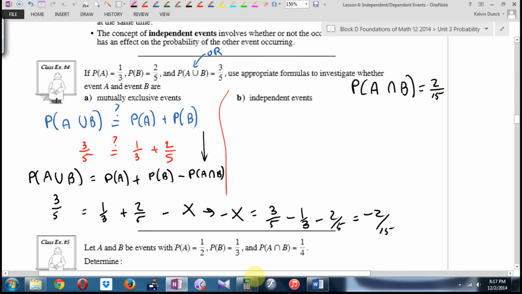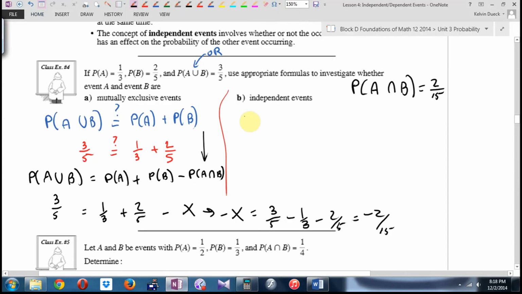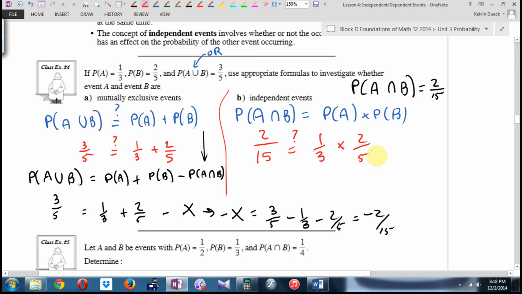Now let's talk about independent. For them to be independent, "and" has to equal times them together. So let's see if that works. Let's write it out symbolically first. The probability of A and B has to equal the probability of A times the probability of B. What is "and"? 2/15. Is that the same as 1/3 times 2/5? Top times top, bottom times bottom. Yes, they are independent. But they are, I should have written back here, not mutually exclusive. There has to be an "or" for this to work.